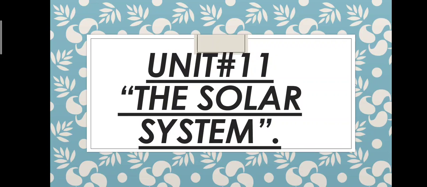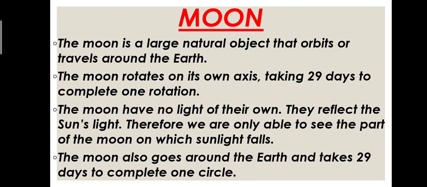First of all, open your science copies and make a title page, a clean and clear title page of unit number 11, the solar system. Title page must be drawn on a line page. Now, after making the title page, we are moving towards our first topic, which is about the moon.